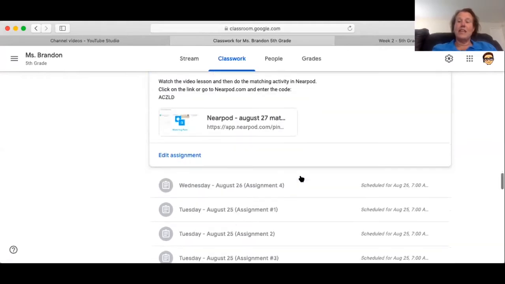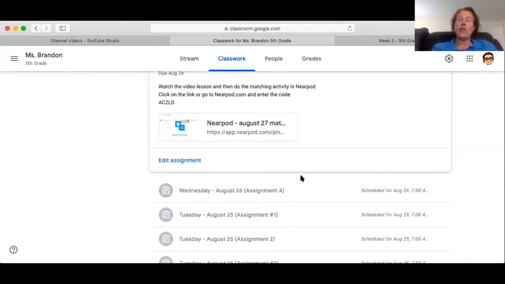And then we have today's lesson. Today we're starting a new chapter, a new unit, and the first thing we're going to learn is landforms. And after the lesson, there is a matching game in Nearpod. So after you're done with the lesson, I would like for you to go to the Nearpod and just do that matching game, just to see what you picked up from our lesson.